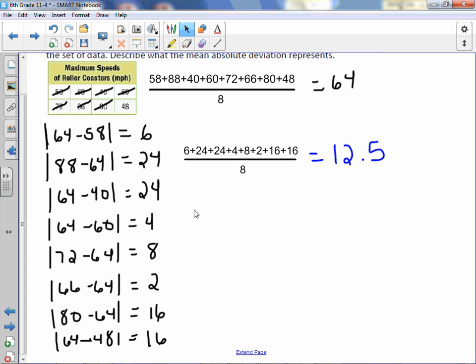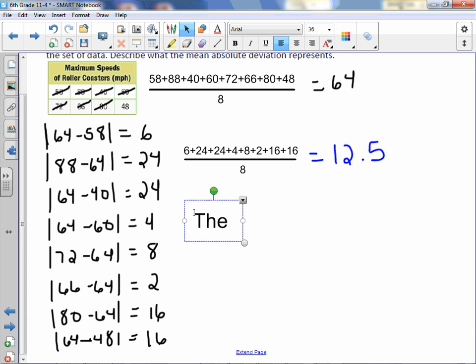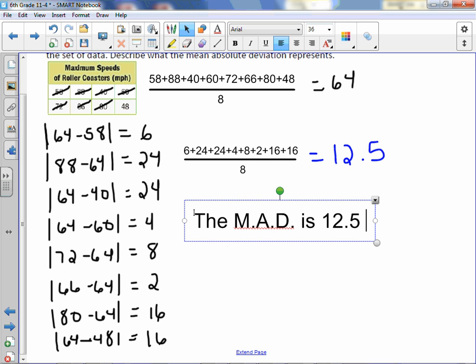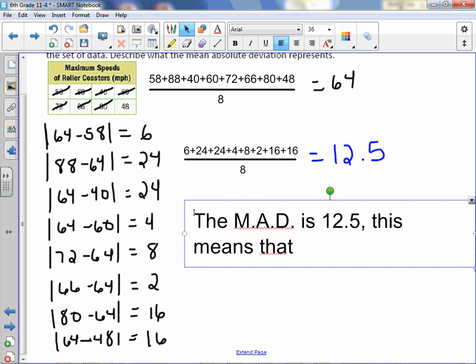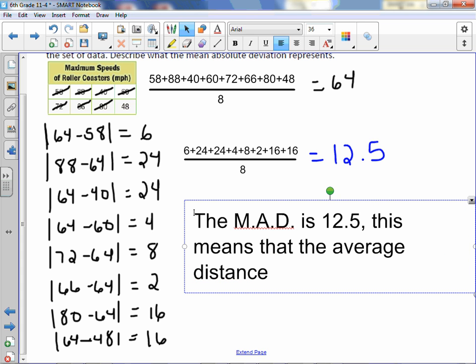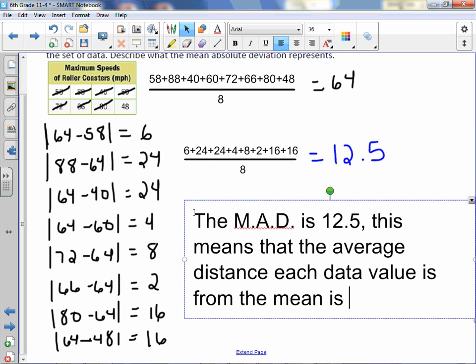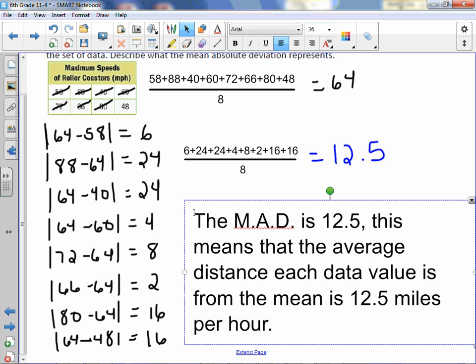So let's describe what that means. The mean absolute deviation is 12.5. This means that the average distance each data value is from the mean is 12.5, and we're talking about speed of roller coasters, so miles per hour.